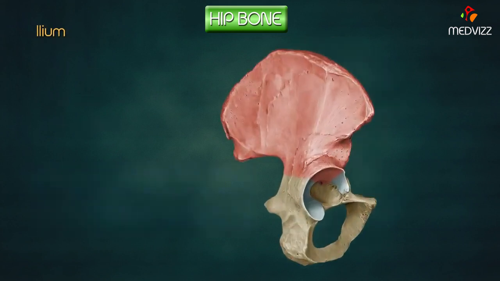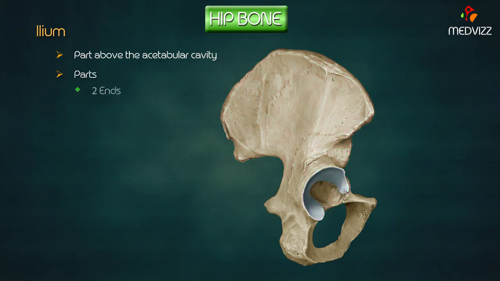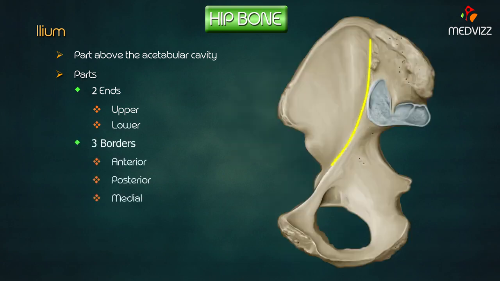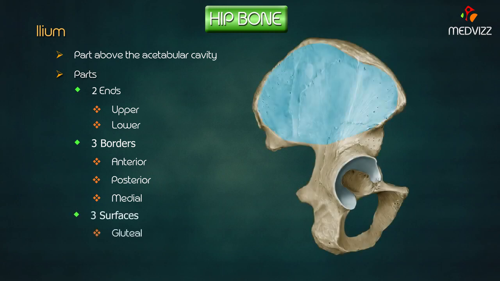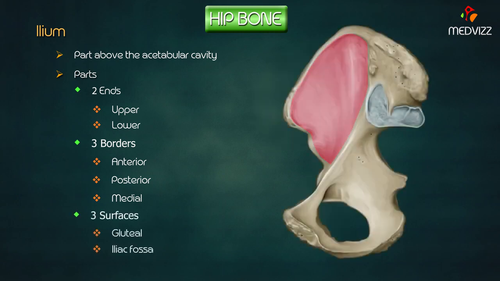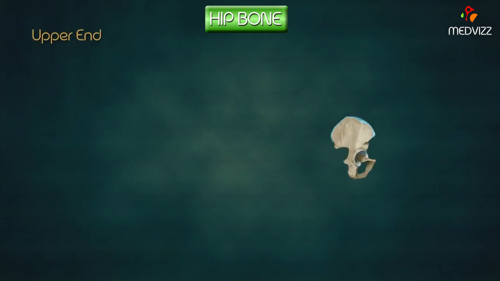Ilium. It is the flat, expanded part above the acetabular cavity. It has the following parts: two ends, upper and lower, three borders, anterior, posterior, and medial, three surfaces, gluteal, iliac fossa, and pelvic.